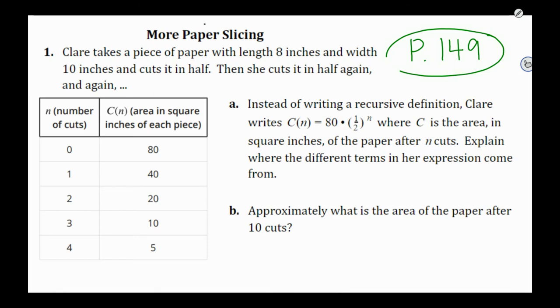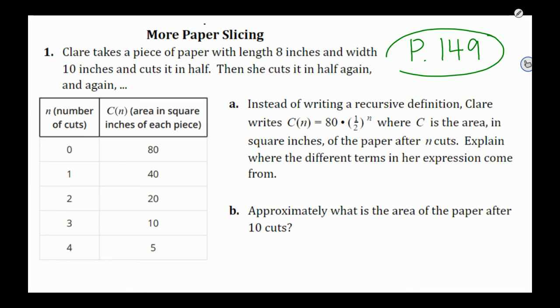All right, so we're back to Claire with her 8 by 10 piece of paper that she's going to cut a bunch of times. Remember that from the other day? Claire takes that piece of paper and cuts it in half, then in half again and again. So instead of writing a recursive definition, Claire writes this equation, C of n equals 80 times 1/2 to the n power, where C is the area in square inches of the paper after n cuts.